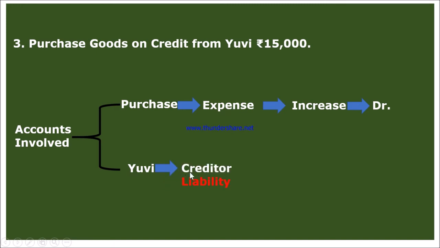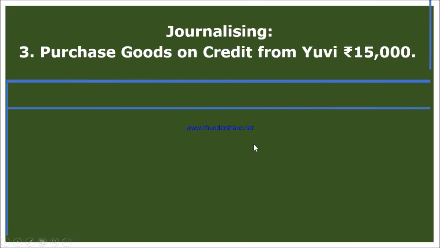So let us see, UB is the creditor, and we know that creditor is our liability. So the moment the business purchases goods on credit from UB, that particular liability will increase, and if that liability increases, then you need to credit it. So let us see the journal entry.